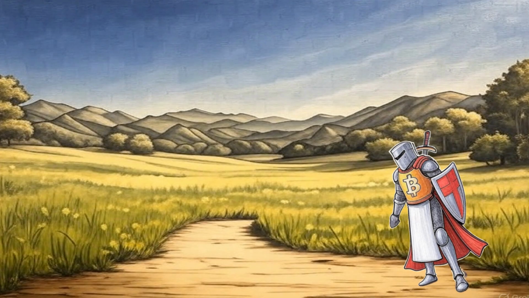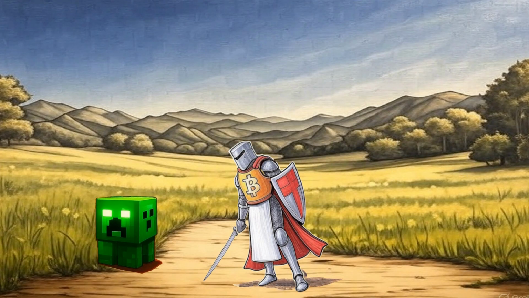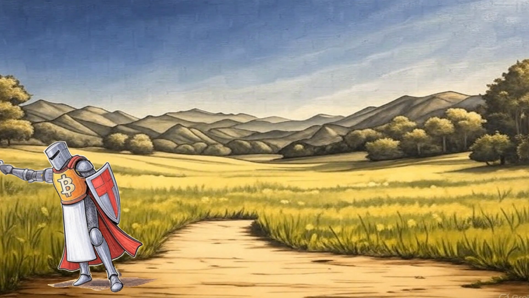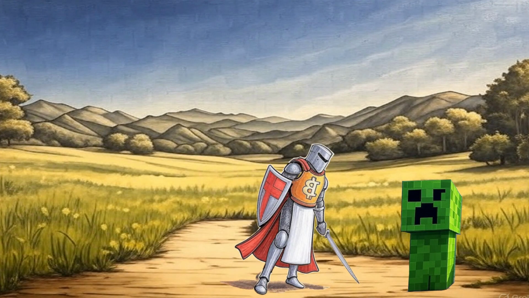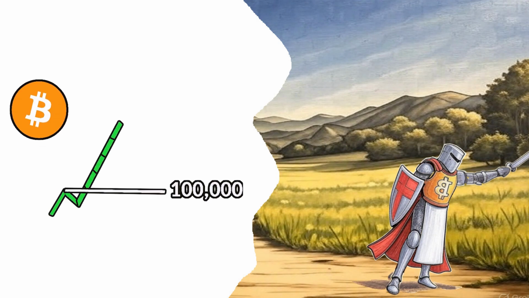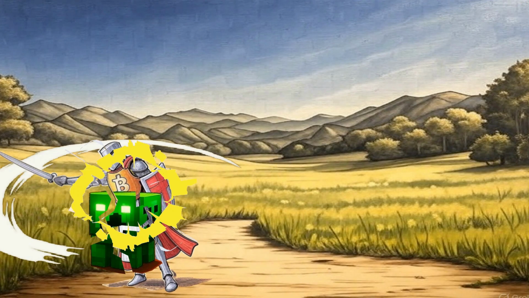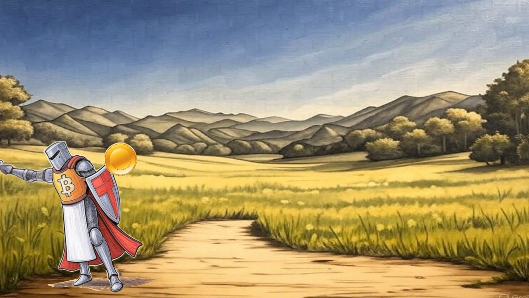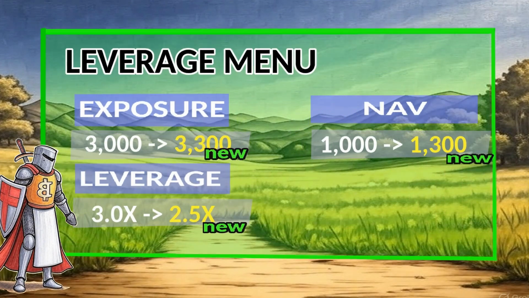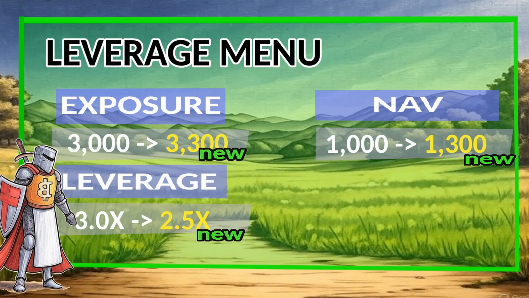Bruno went back to the farming area to farm more coins. While farming, the price of BTC went up from 100k to 110k, a 10% increase. Bruno was excited to know what happened, so he opened his menu to find how the values of NAV, exposure, and leverage changed. What happened?